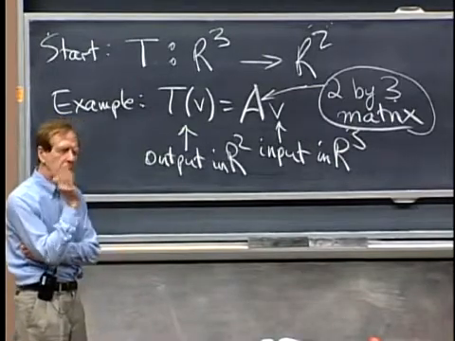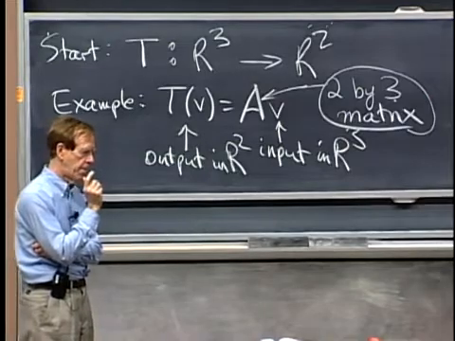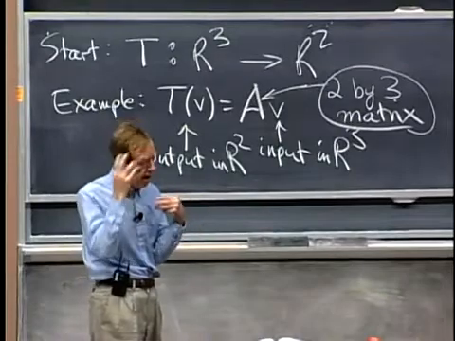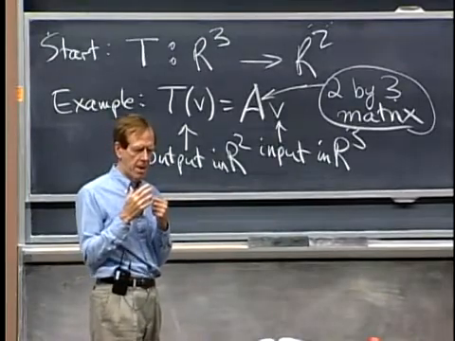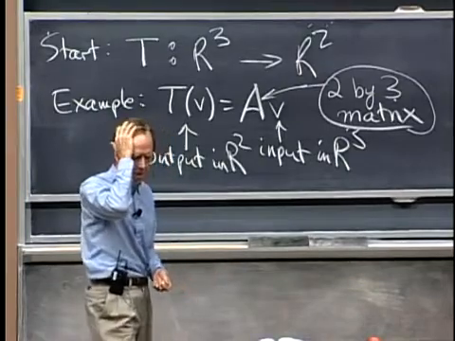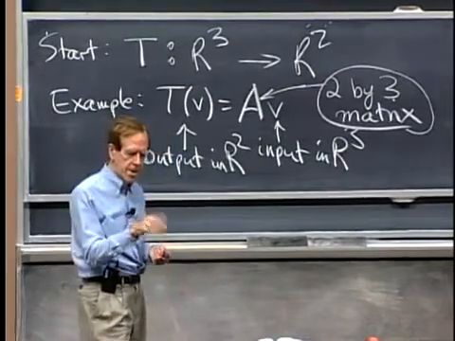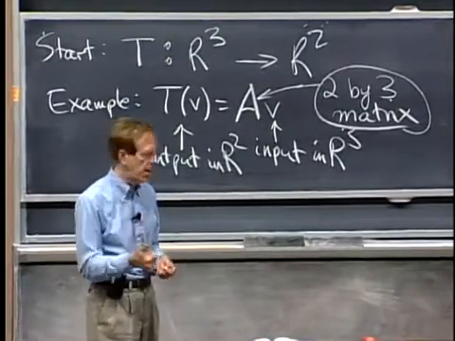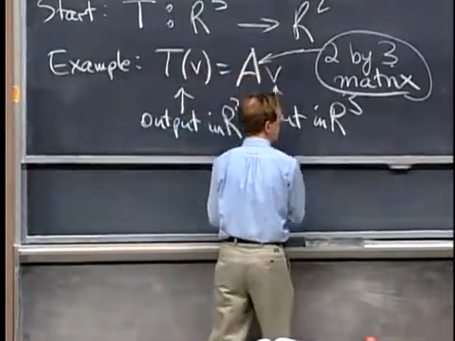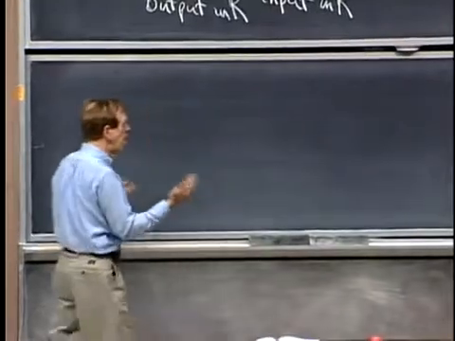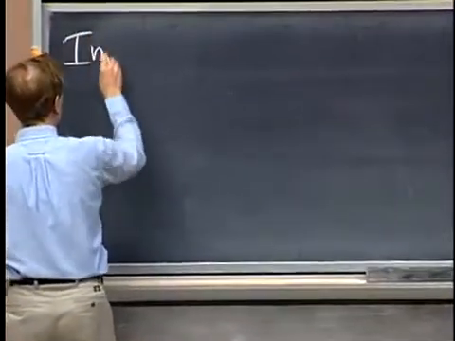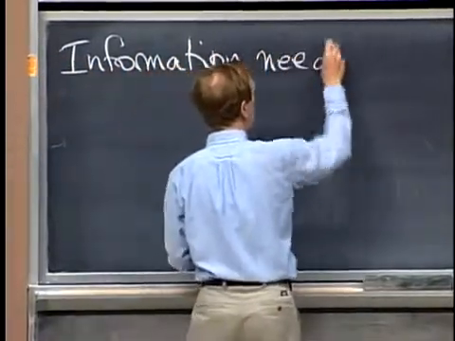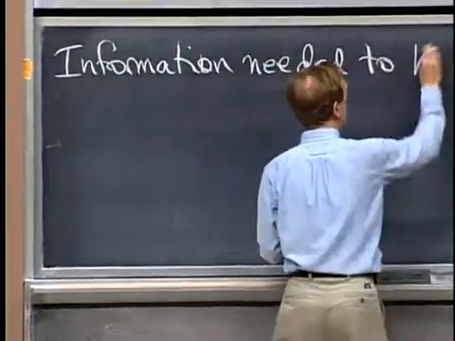Now, let me come back to the idea of linear transformation. Suppose I've got this linear transformation in my mind, and I want to tell you what it is. Suppose I tell you what the transformation does to one vector. Okay, you know one thing then. All right, so what I'm speaking about now is how much information is needed to know the transformation.